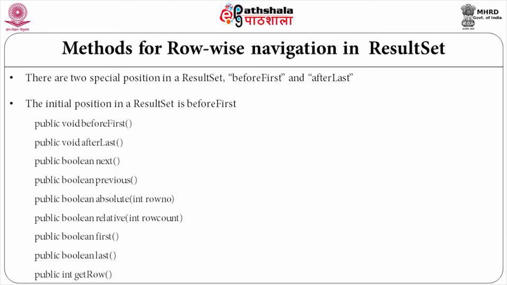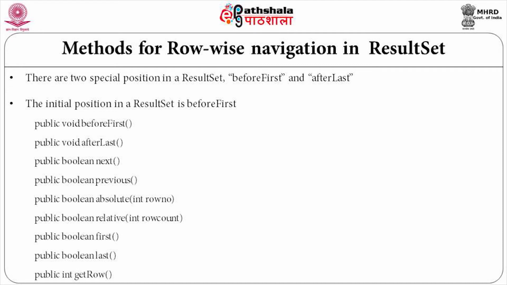So how do we navigate row-wise within the result set? There are various methods for that. First, as soon as you get the result set by using the executeQuery method, we have a special row position called before first. When you just got a fresh result set, your initial current row position is before first. It is before the first row. Similarly, there is also another special position which is after the last row. So we have before first and after last as special row positions.